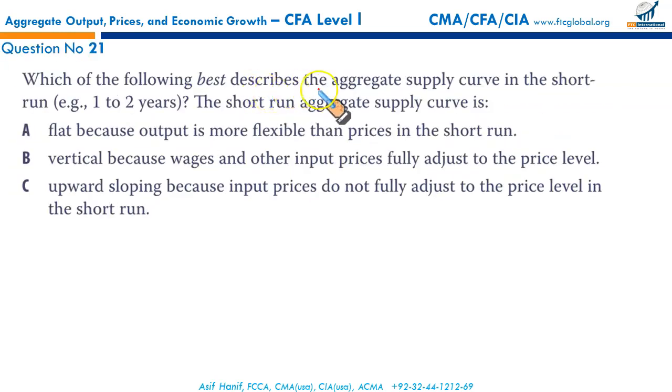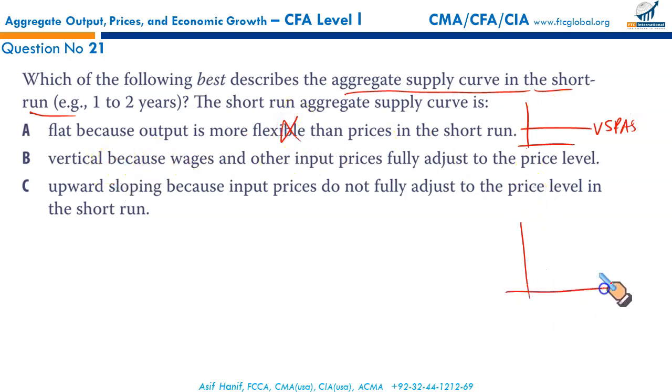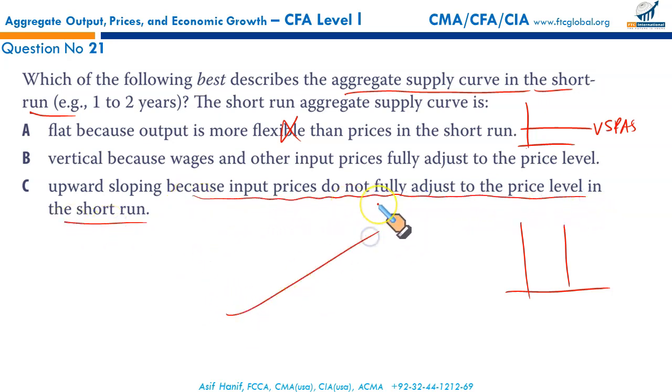Which of the following best describes the aggregate supply curve in the short run? Aggregate supply curve. Well, the short run aggregate supply curve is not flat. In fact, the very short run aggregate supply curve is flat. Incorrect. The long run aggregate supply curve is vertical. So the short run aggregate supply curve is upward sloping because input prices do not fully adjust to the price levels in the short run. So that's what we have discussed in our overview. C is the right answer.